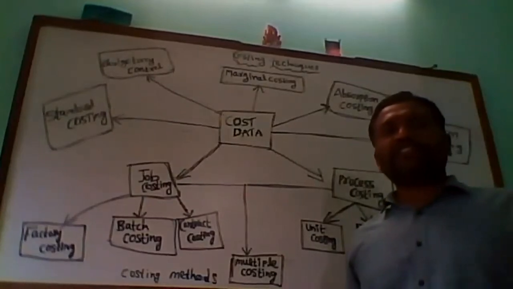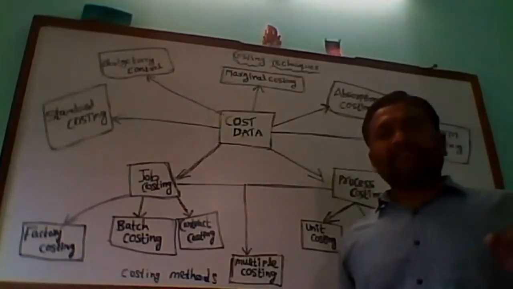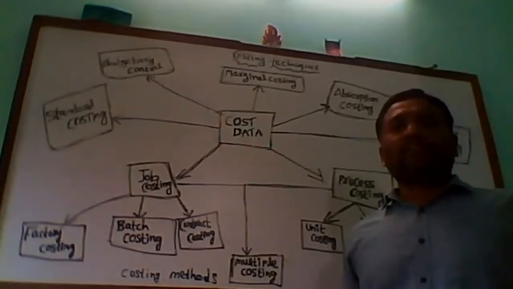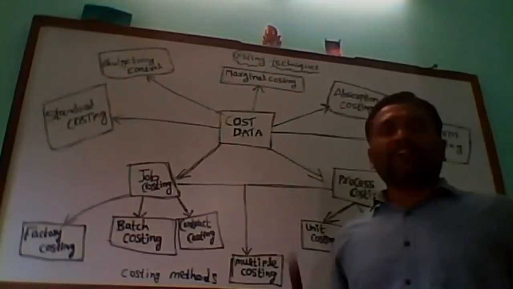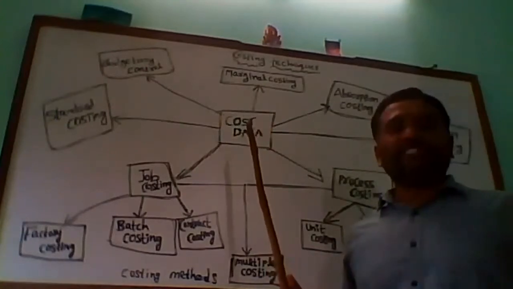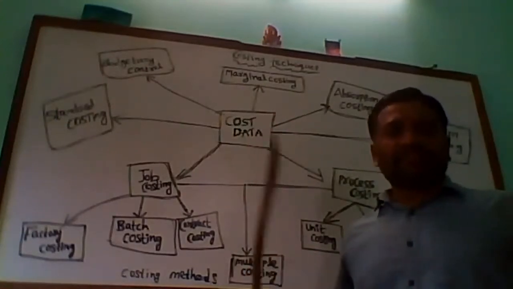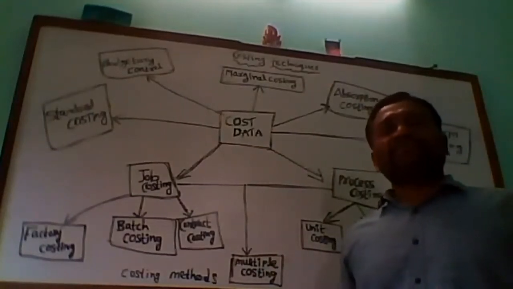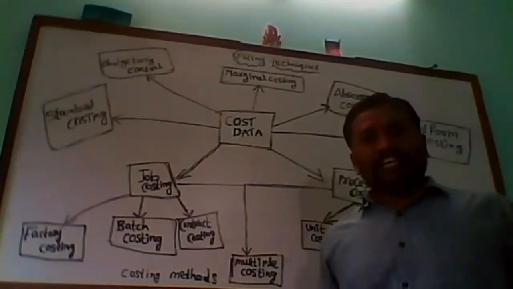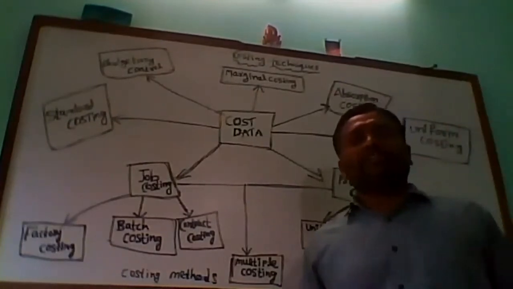So as we are learning, the fixed cost always remains the same, always constant, irrespective of the level of production. It means that whether the level of production increases or decreases, the cost remains constant, and so we call it the fixed cost. And variable cost varies according to the level of production.